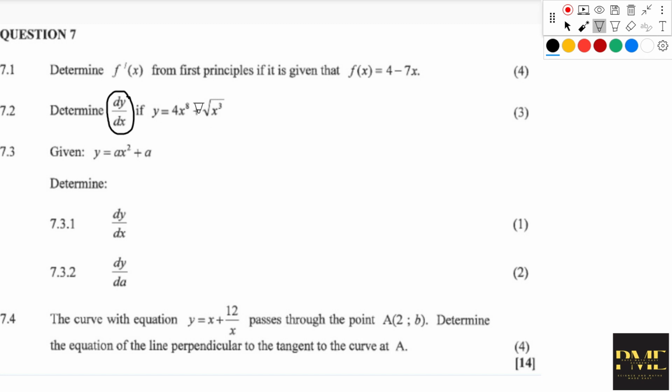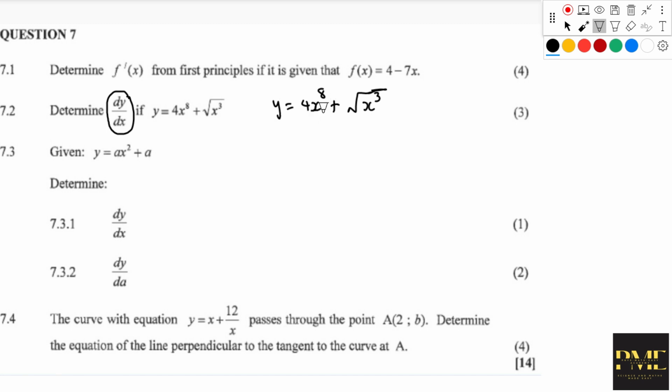Okay, so here we're going to be doing the standard and normal way of deriving. But again, the equation says y is equal to 4x exponent 8, plus the square root of x cubed. Okay, square root of x cubed, guys. I do challenge you, guys, to pause the video at this stage and attempt it, and as soon as you're done, you can proceed playing your video. All right, let's continue, guys.